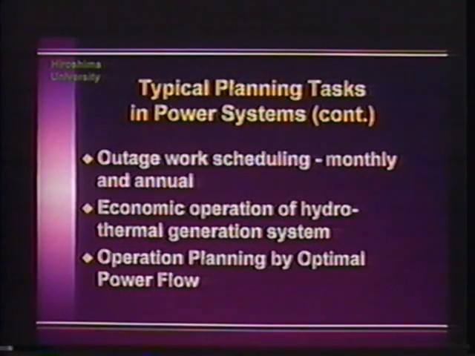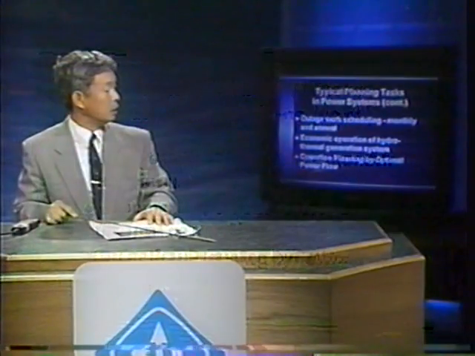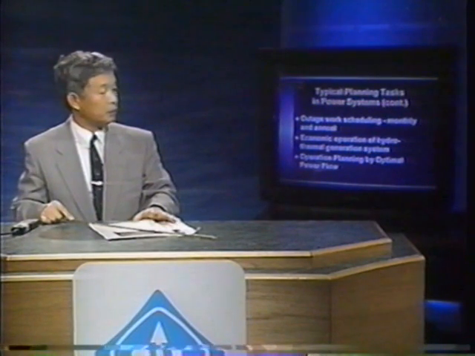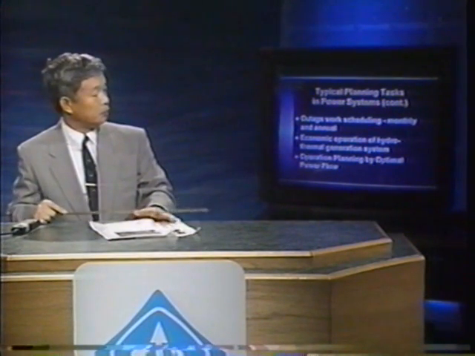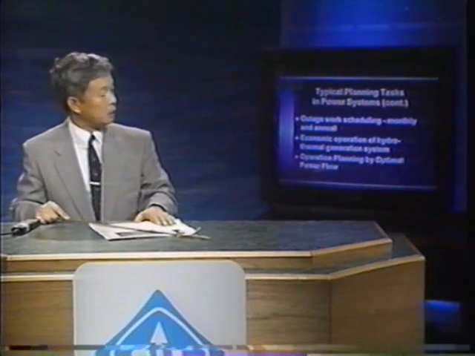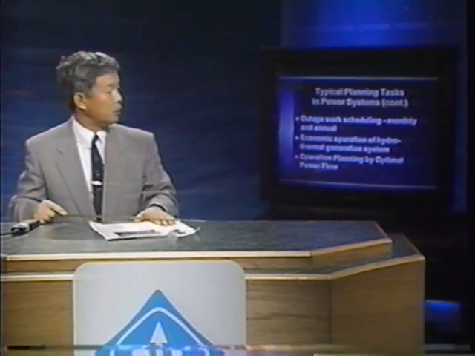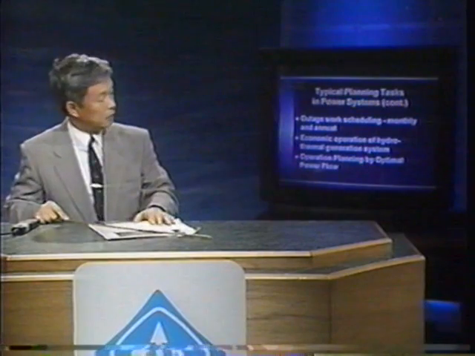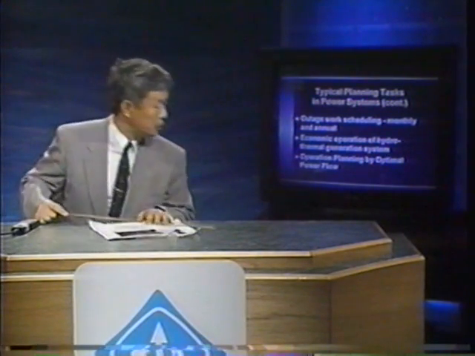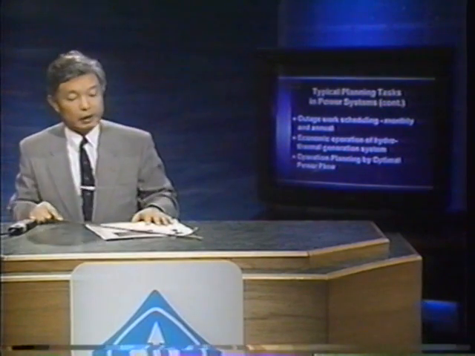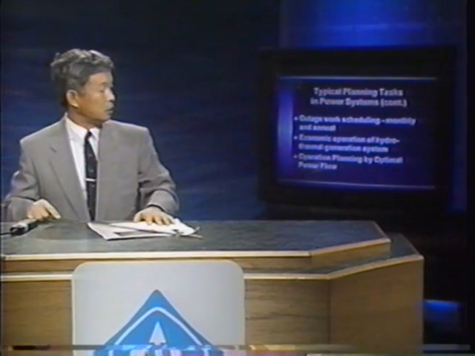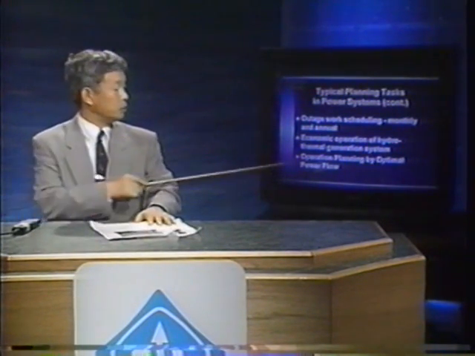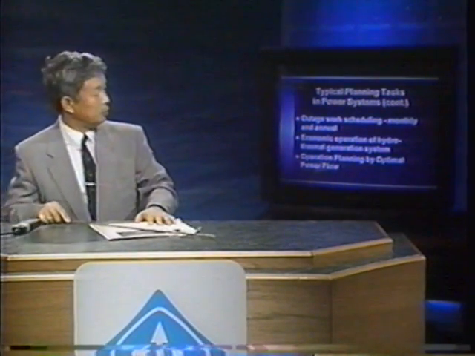And the last is the operation planning by optimum power flow. Our power system is based on constant voltage. And so if some customers want to use much power, the voltage at that point decreases quite a lot. And so in a way, we have to limit some demand of customers or increase power output from other generators. Well, anyway, this is again a very difficult problem.